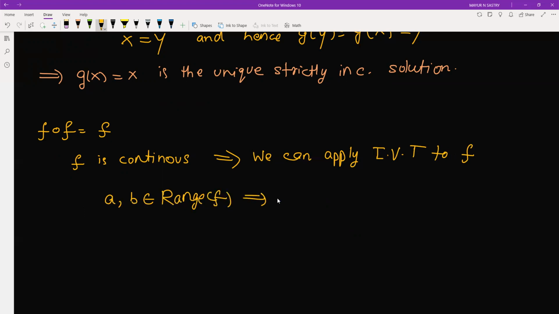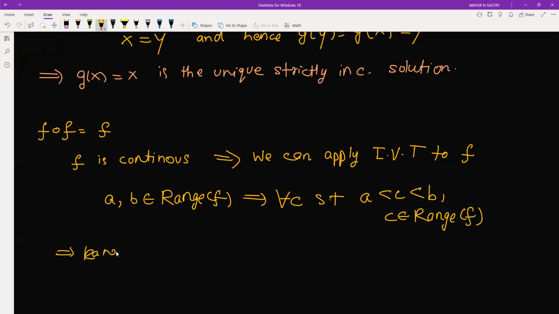this implies that for all c which are between a and b, I'm assuming a is lesser than b over here, otherwise we would swap a and b. So for all c such that a is less than c less than b, we have c in the range of f. So this suggests that the range of f must be an interval, either open or closed.